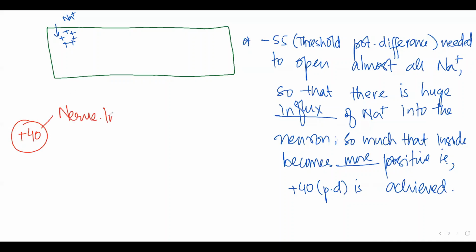In fact, this potential difference travels across the neuron. समझ आ रही मेरी बात? This potential difference of what? +40 is called nerve impulse. I mean, what travels through the neuron? Depolarization. Stimulus: light, heat, touch, chemical, pressure.